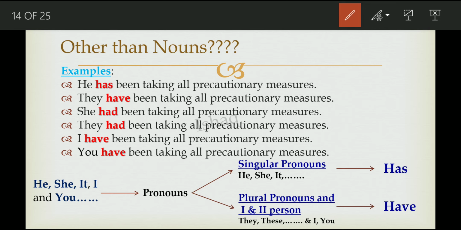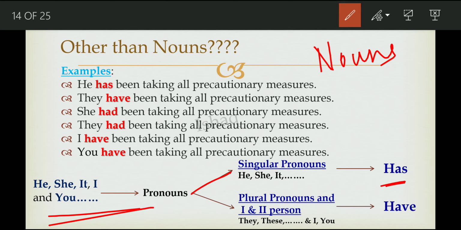In the previous slide, what we have seen is for nouns. If it is singular it is has, and if it is plural that is have. That is very clear. And if it is past tense, for both singular and plural we use had. But here, other than nouns, we are using pronouns, and if it is a singular pronoun we use has, and if it is a plural pronoun, or first person or second person, we use have.